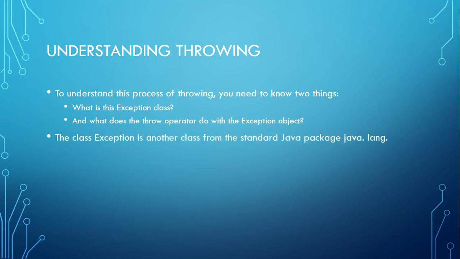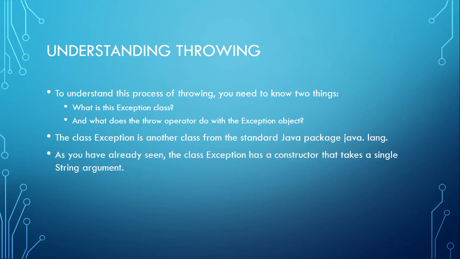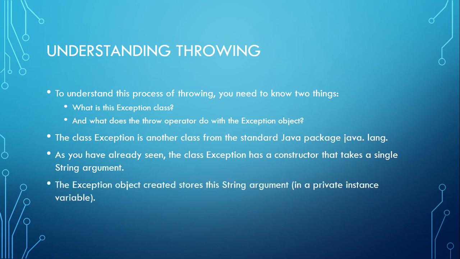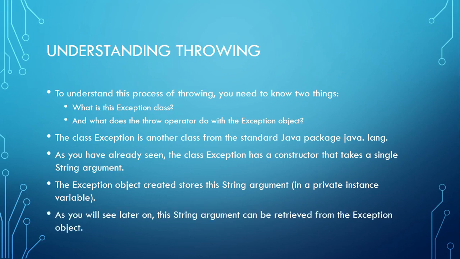Well, the Exception class is another class from the standard Java package java.lang. As we've already seen, the class Exception has a constructor that takes a single string argument, and we can define what that string is. The exception object created stores the string argument in a private instance variable. Remember, if it's private, it's non-accessible. We don't necessarily need to access that private instance variable, we just have to access the methods it uses. As you will see later on, this string argument can be retrieved from the exception object, so there are things we can do as we get into manipulating some of these.